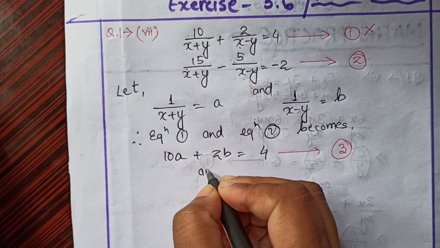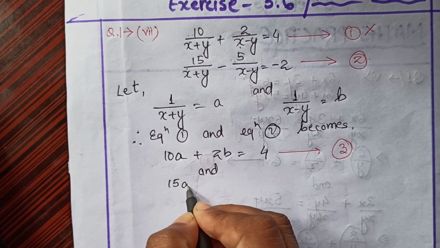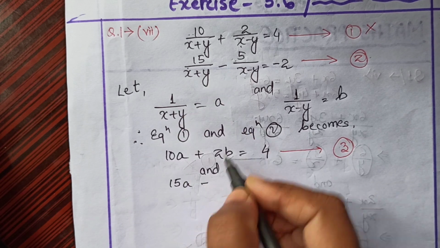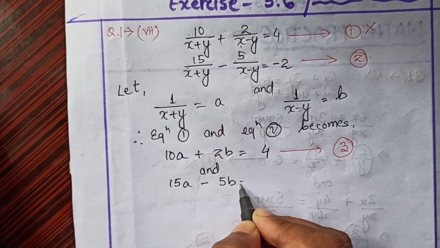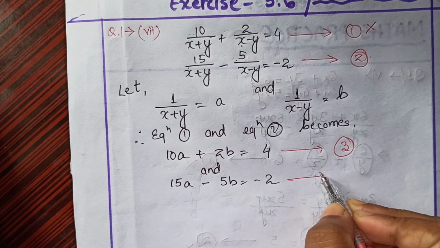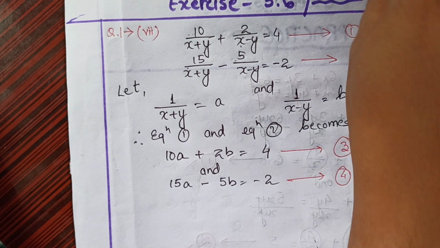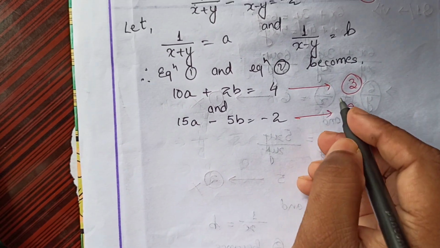Again we will do the same for equation number 2. Again we have here 15. It will be 15a minus 5b is equal to minus 2. This is our equation 4. So now equation 2 is not required. Okay. Now we will work with these two equations, 3 and 4.